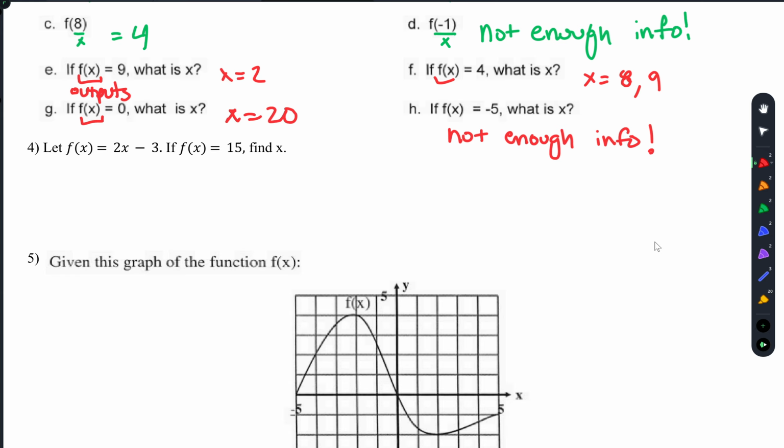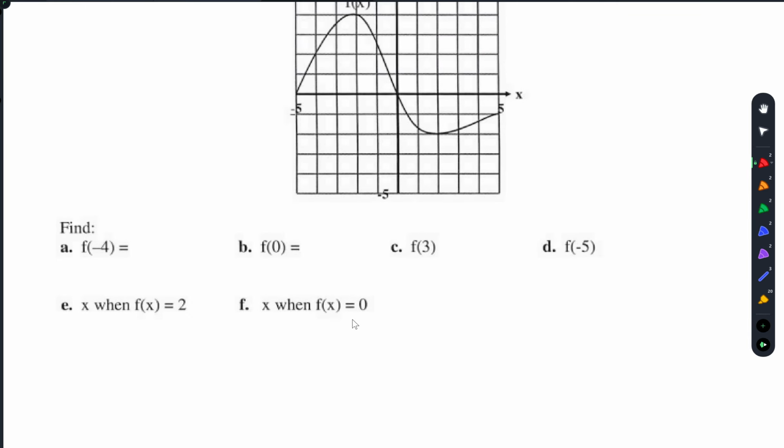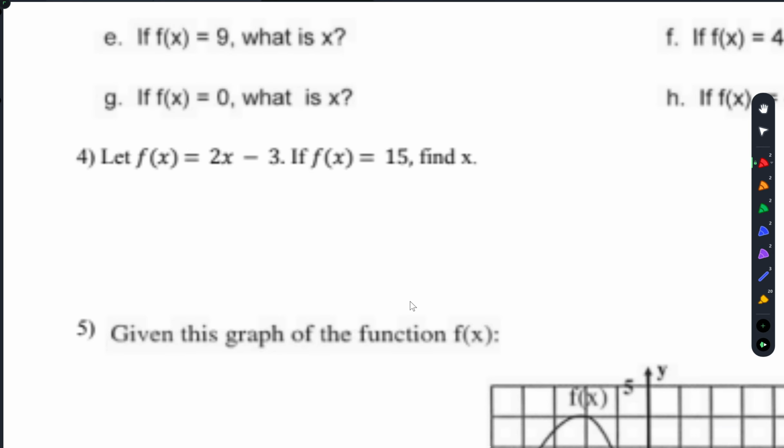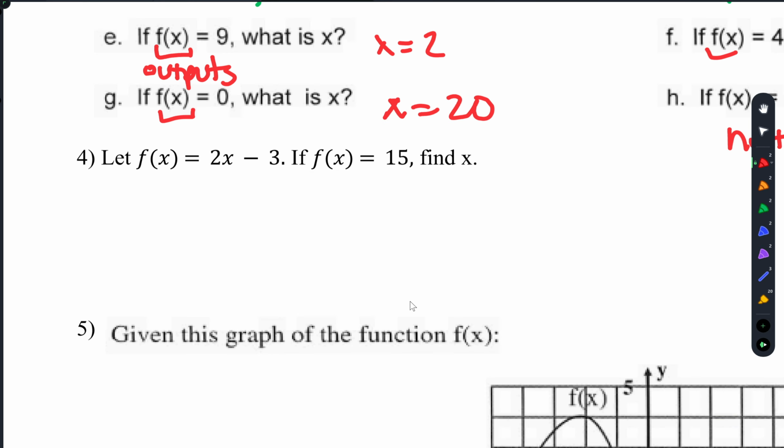Any questions on this? Not doing anything too crazy yet? Okay. Number 4. Let f of x equal 2x minus 3. This is my function right here. F of x equals 15. Find x. I have to know whether I'm given an input or an output. If it says f of x equals 15, it's telling me that this entire thing is 15. Think like substitution. If f of x equals 15, then I can replace this f of x with 15. So 15 equals 2x minus 3, and I'm going to solve backwards.